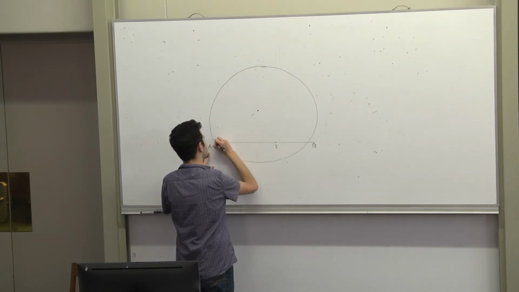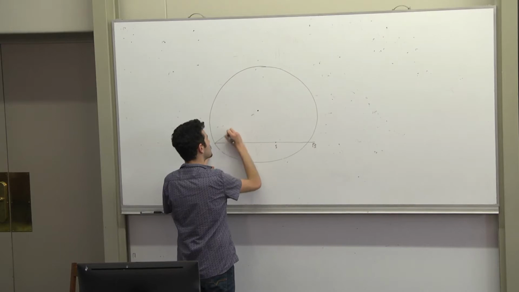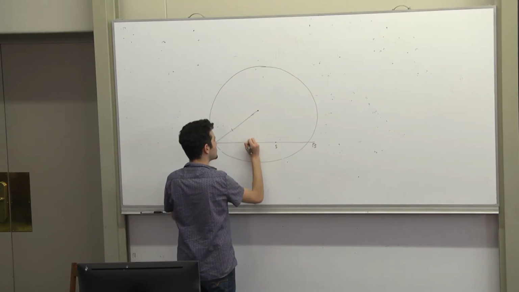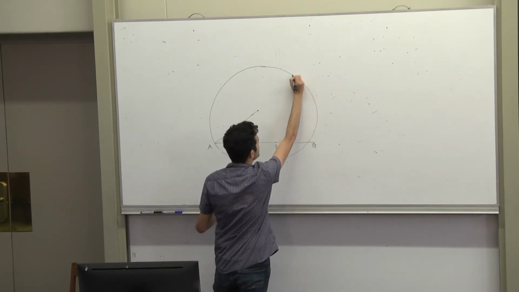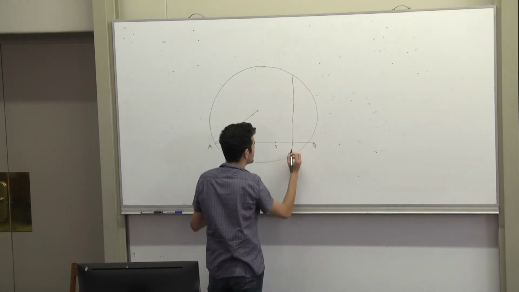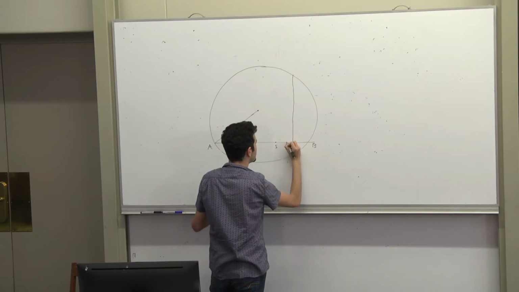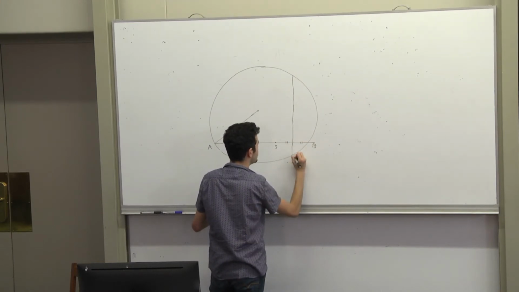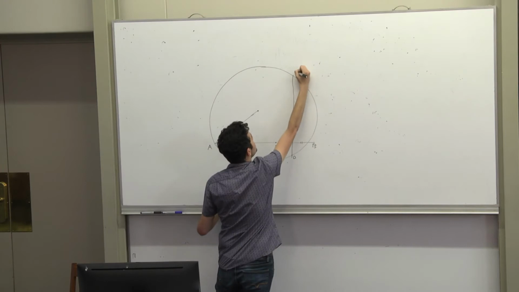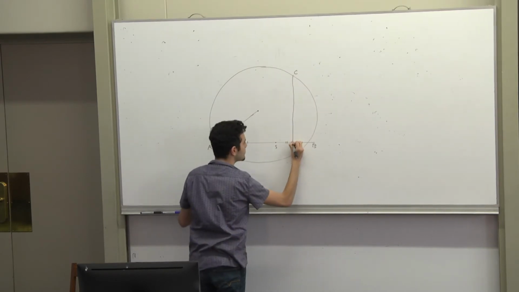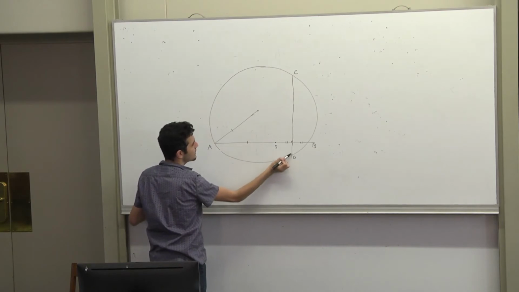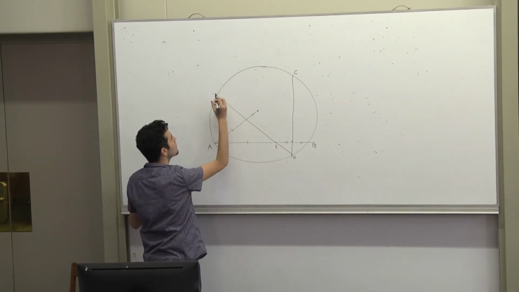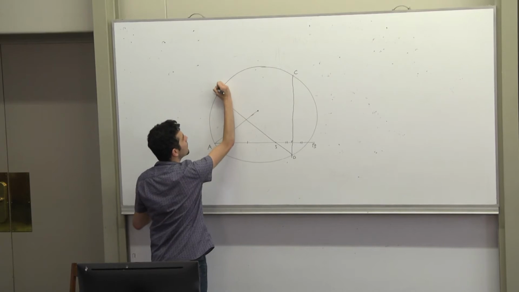So, then we perpendicularly bisect SB to D and C. And then we draw DS to point E.